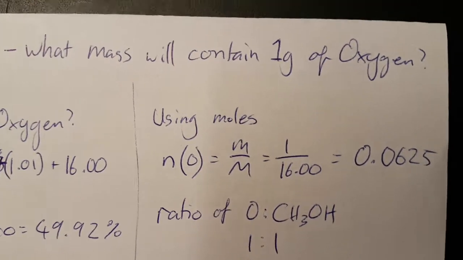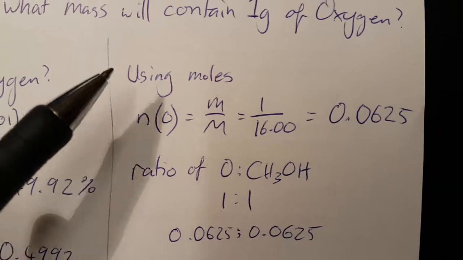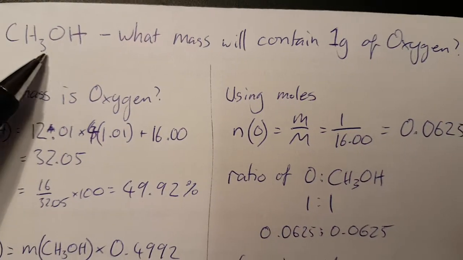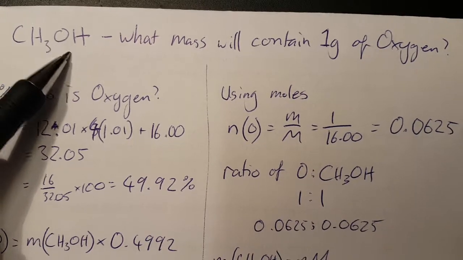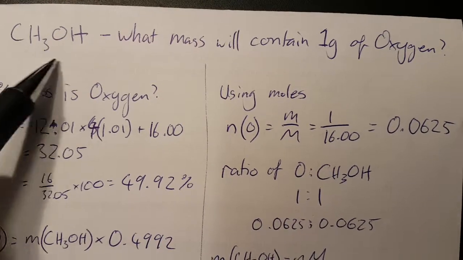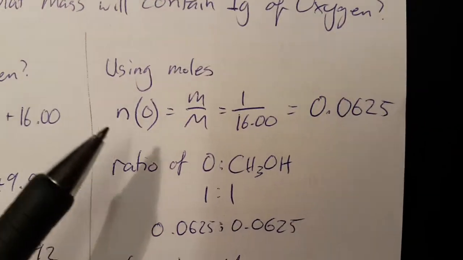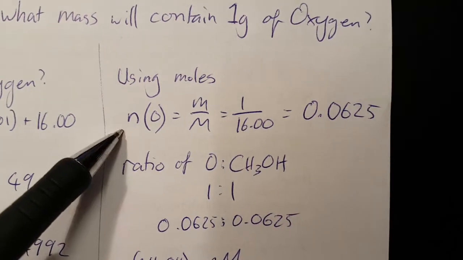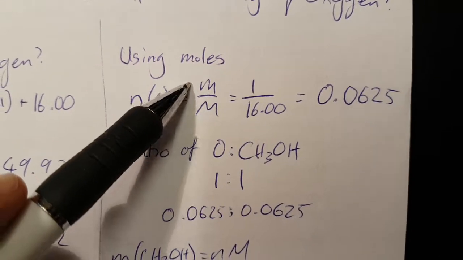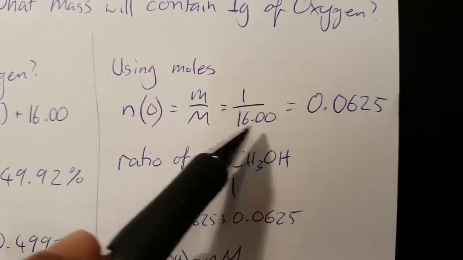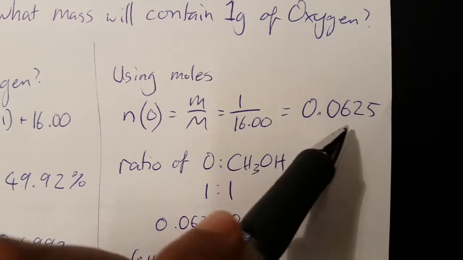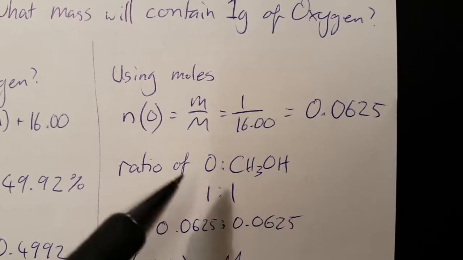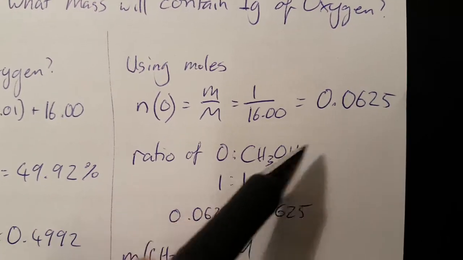Another way you could solve it is using moles. So in this case, I'm going to use the mole ratio, between oxygen and the compound itself. So I want 1 gram of oxygen. How many moles of oxygen is that? Well, that's the mass divided by molar mass, 1 divided by 16, gives us this many moles of oxygen for 1 gram.